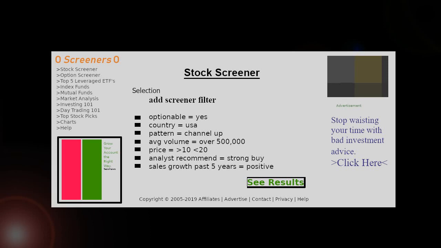We now use a stock screener to search for stocks that might interest us in an uptrending bullish market. We will use some basic criteria to narrow down the selection of stocks to a few to look at. Let's screen with optionable equals yes, country equals USA, pattern equals channel up, average volume over 500,000, price greater than 10, less than 20, analyst recommendation equals strong buy, sales growth past 5 years equals positive.